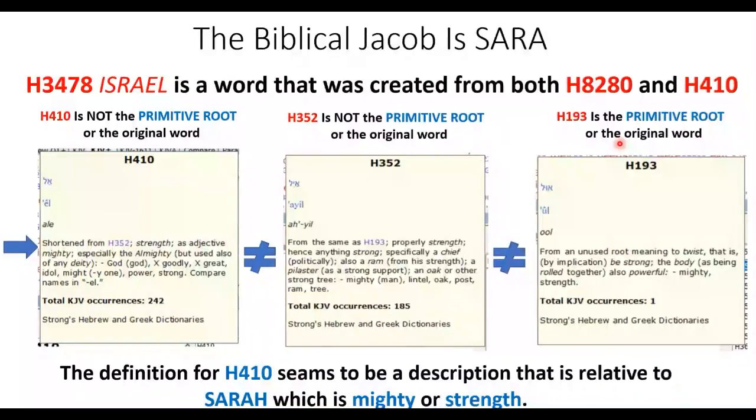To give you a piece, this is correct, that H193 is a primitive root, or the original word, because it says it comes from an unused root meaning to twist. It is a primitive word. The definition for H410 seems to be a description that is relative to SARA, which is mighty or strength. And either way, it adds power to whatever name you're trying to apply it to. H410 and H352 and H193 are all words of power and strength.